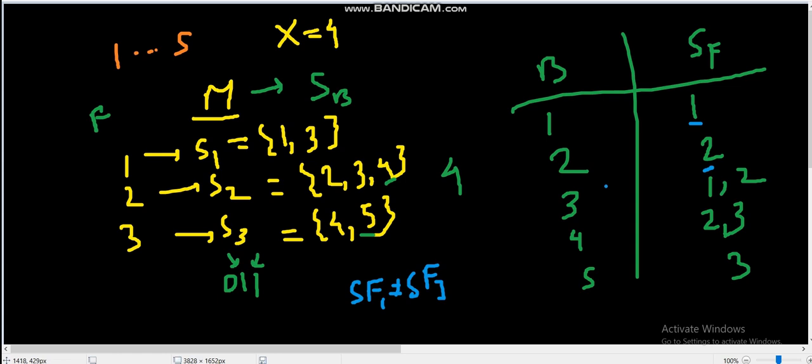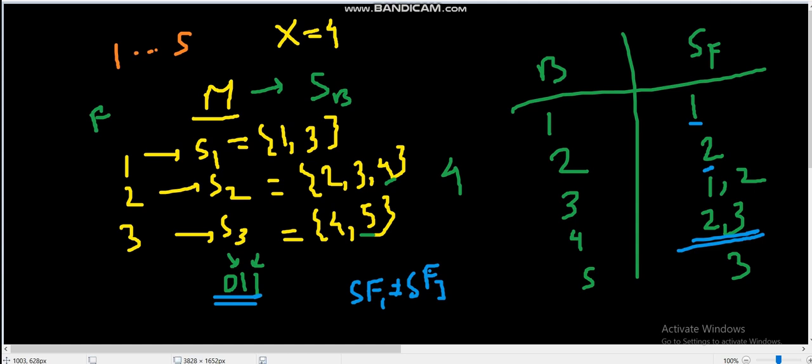Because let's say after performing this, we have found that some set of friends, which is given in this binary string, that the second and third friend are ill. So if two sets are equal, let's say SF of 1 is equal to SF of 2, so the set of friends for the first bottle and the set of friends for the second bottle is same, that means we can't really identify which bottle is causing the issue.